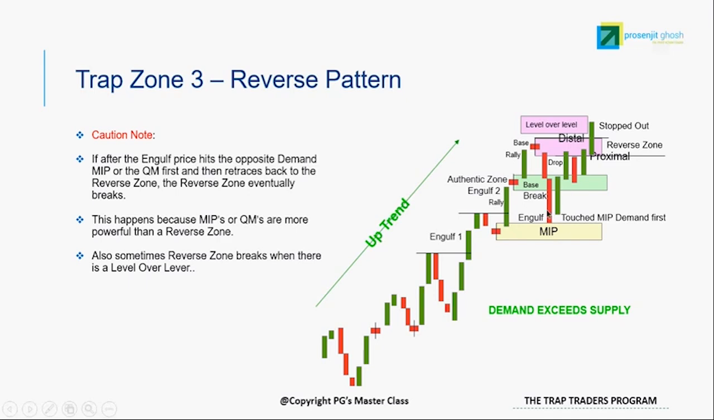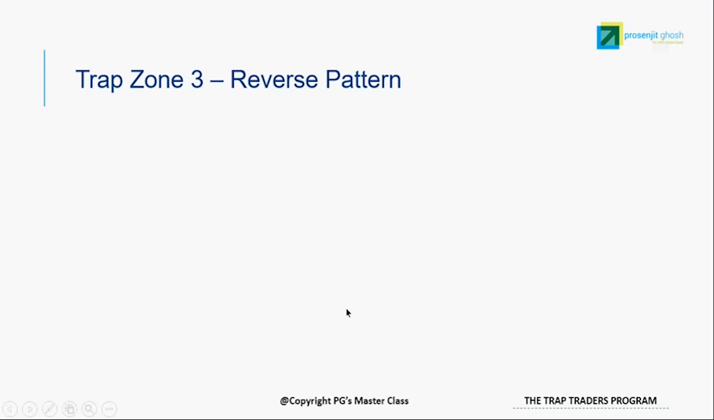So in this case, what happens, rather than supply exceeds demand, it changes to demand exceeds supply, because it tested the MIP here and the supply breaks.